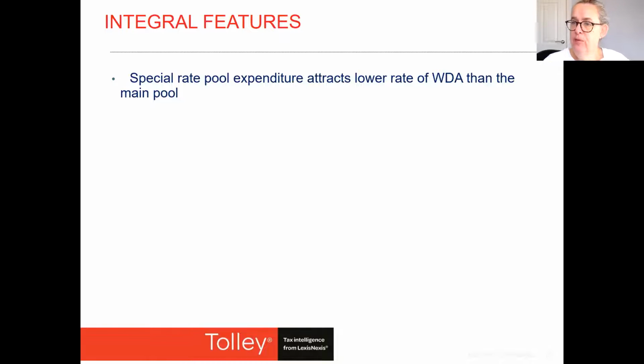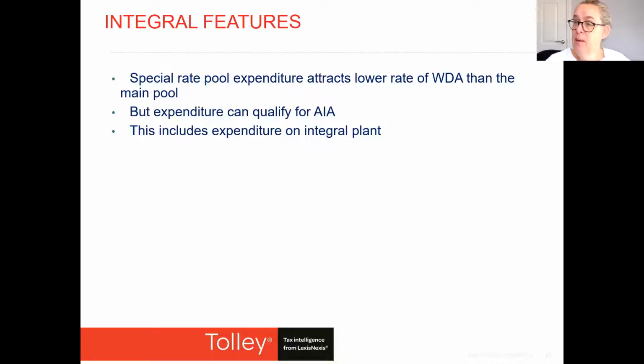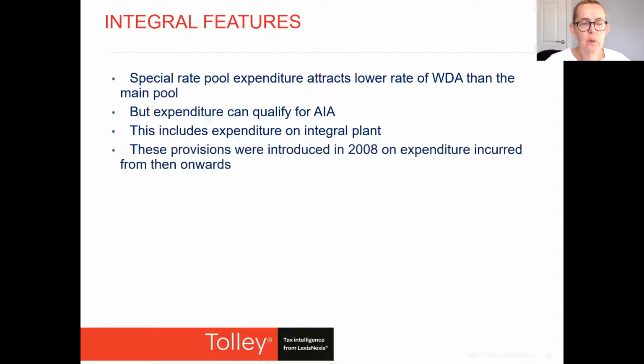If we talk about integral features, this is legislation that was introduced in 2008. Expenditure on integral features goes into the special rate pool, which means that you do get a lower rate of writing down allowance than the main pool, but you do still qualify for annual investment allowance. And as I've said, that will be beneficial now we've had an increase. So, as I say, provisions introduced in 2008, expenditure incurred from then afterwards. And this is why this legislation is quite complicated when we are looking at acquiring property. It's about knowing when expenditure has actually been incurred.